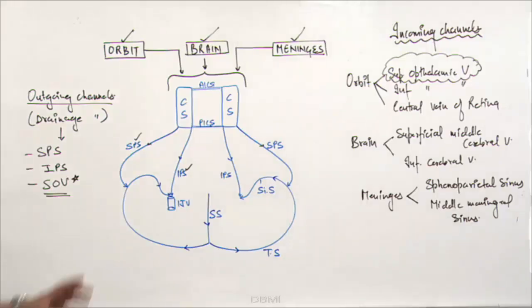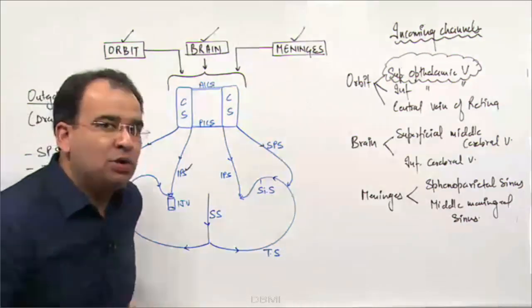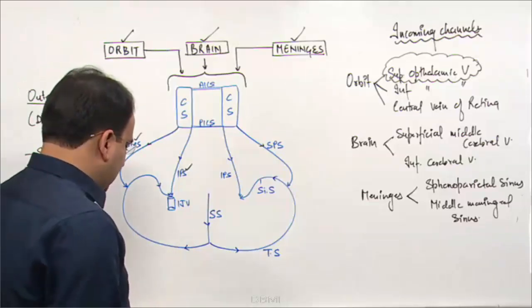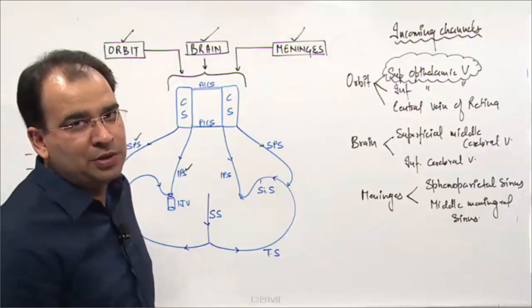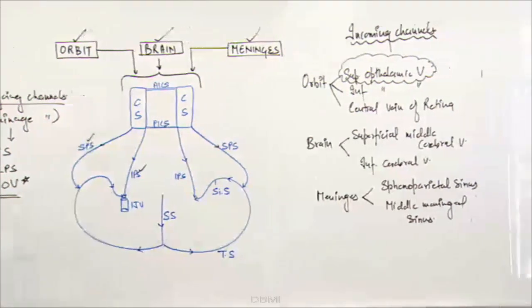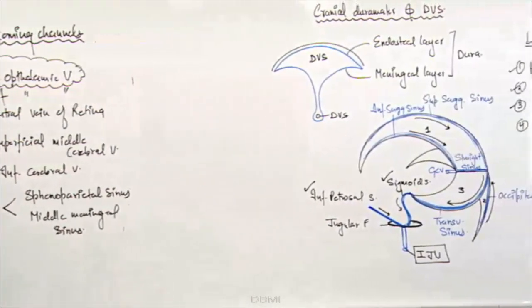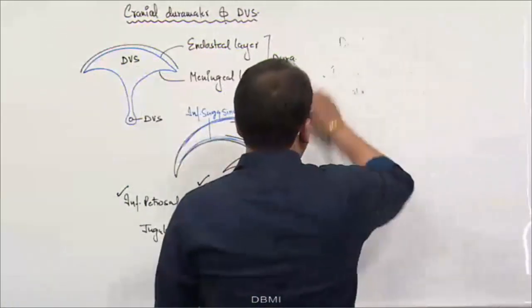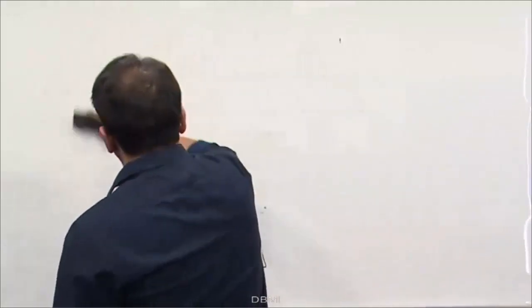So this is about the incoming and outgoing channels of the cavernous sinus. Another important thing which is asked from the cavernous sinus is about the relations of cavernous sinus. And as I said, there is a very important update, and you guys know that whenever you have any update for any subject, that becomes a very important question for upcoming exams. So let us talk about the relations of cavernous sinus and how exactly cavernous sinus boundaries are formed.